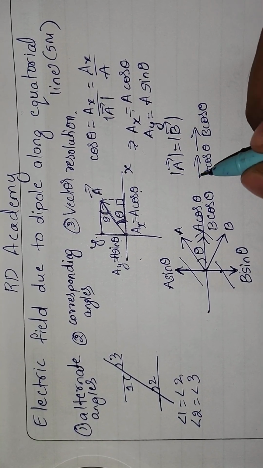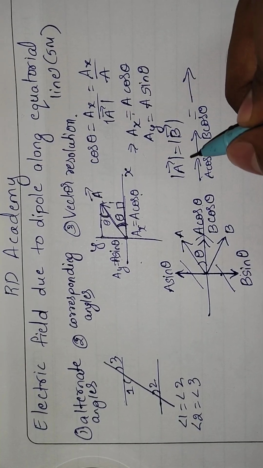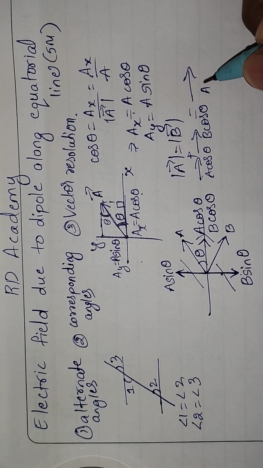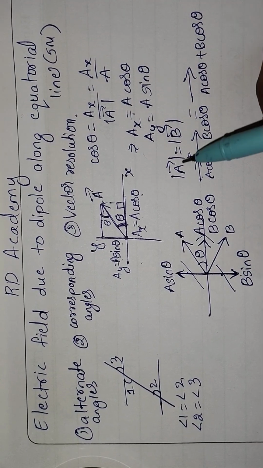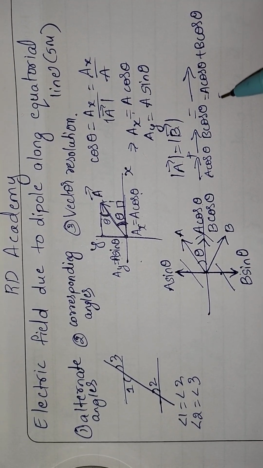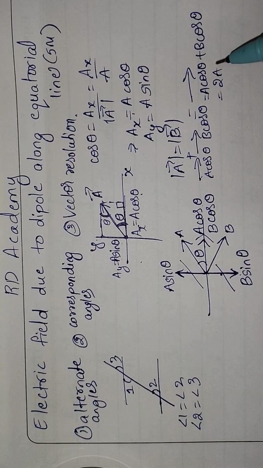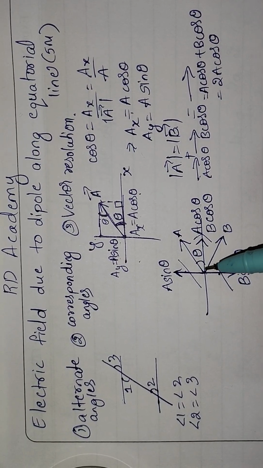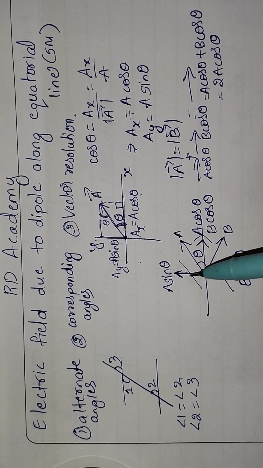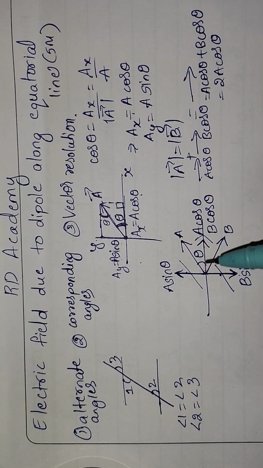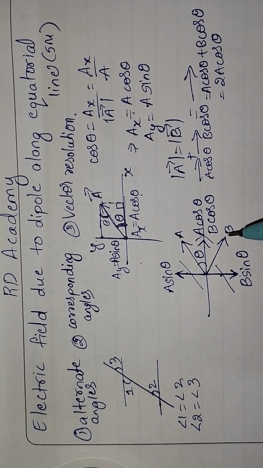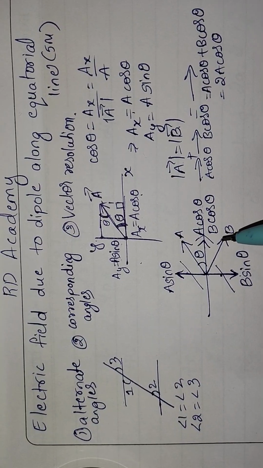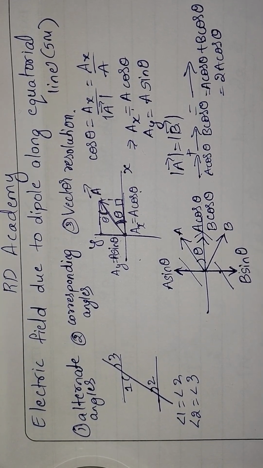So what is the total vector? Sum of the individual vectors. So the addition of these two is a cos theta plus b cos theta. Provided a vector is equal to b vector, then I can write it as 2a cos theta. You just need to have the idea of how these vector components are getting cancelled and how one component is getting added to understand this derivation. So these are the prerequisites that you need to know. Now we will start with the actual derivation.